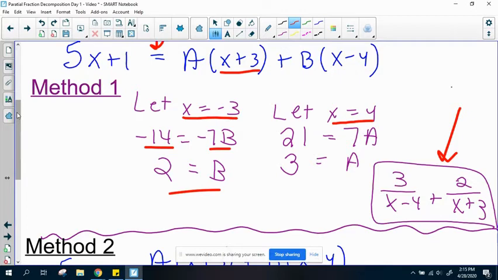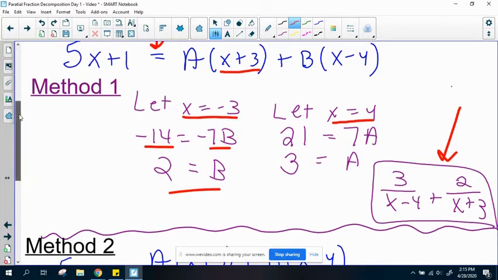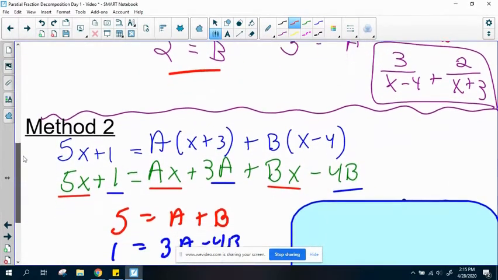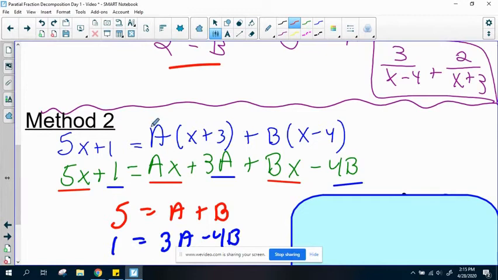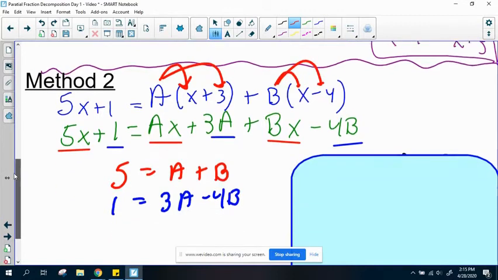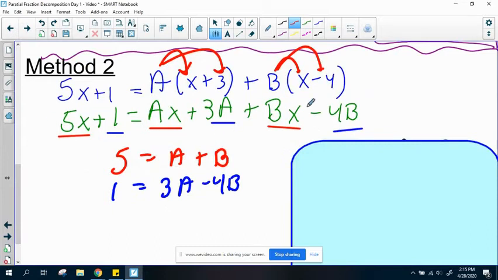Okay, method 2 actually takes it a step farther. I'm going to go back to what we had. Method 2 is where I'm actually going to distribute my a to both things and distribute my b to both things. And then if I do that, I have this. So here's where the system comes into play. This first line is all the x's, and this second line is all the constants. I'm going to write C for constants.